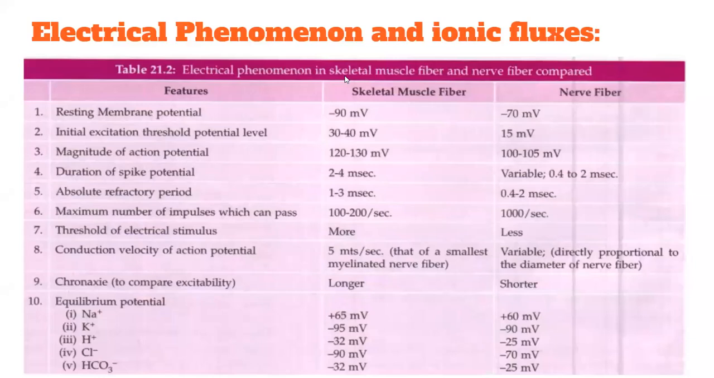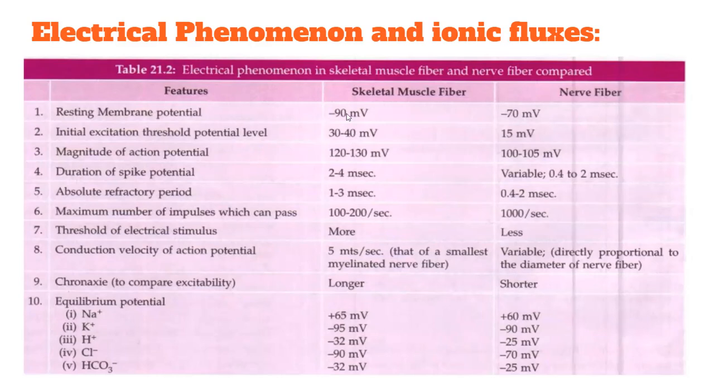So this is a basic electrical phenomenon. In a skeletal muscle fiber, the resting membrane potential, when there is no action potential generated, is quite negative. That is minus 90 millivolt compared to a nerve fiber, which is minus 70. And the initial excitation threshold needs to be reached. You have a resting membrane potential and you have a threshold. It has to reach that threshold for it to form an action potential. If there is electrical activity but it's not reaching the threshold, it won't form a spike potential and action potential.